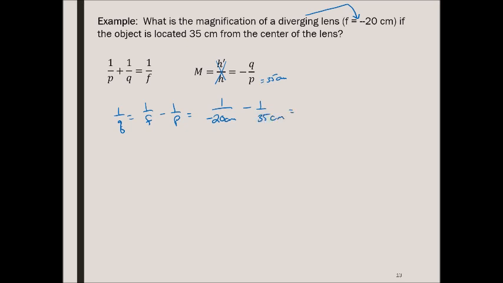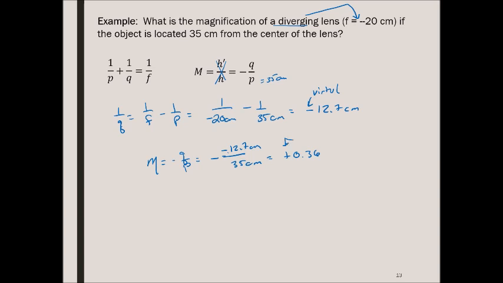And I'm just going to do this in decimal form. So I get negative 12.7 centimeters, which sounds reasonable. And the negative sign here indicates that my image is virtual, which we should expect on a diverging lens, because diverging lenses can only make virtual images. So the magnification is negative Q over P, so I get two negatives, a negative here and a negative up here, 12.7 centimeters over 35 centimeters gives us plus 0.36 as the magnification.